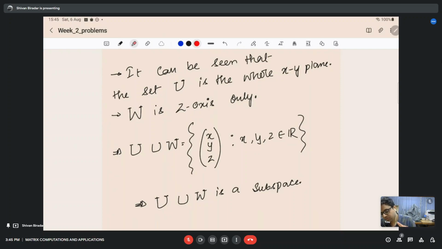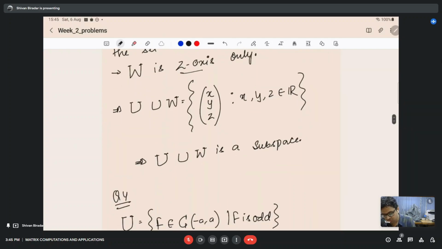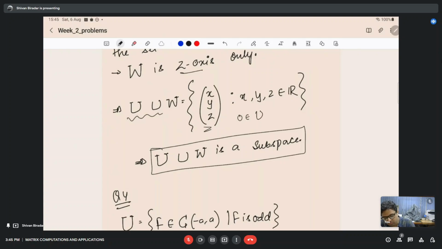Does the union of U and W give us a subspace? That's the question. It can be seen that the set U is the whole xy plane, right? We have discussed that, and W is the z-axis only. The union of U and W would be x, y, z. So a very simple thing would be that this is a subspace because zero exists. Zero belongs to U union W, and the addition of any two vectors in this subspace belongs to this subspace. That's why the union of these two subspaces is a subspace.